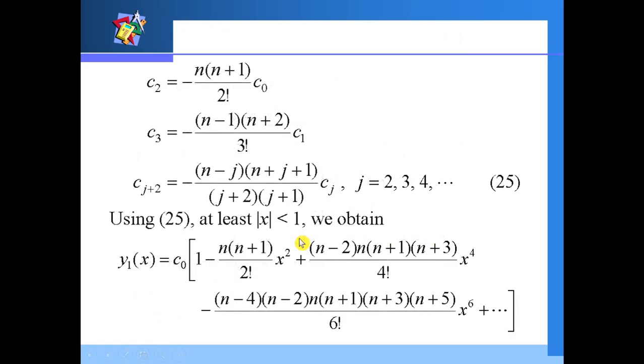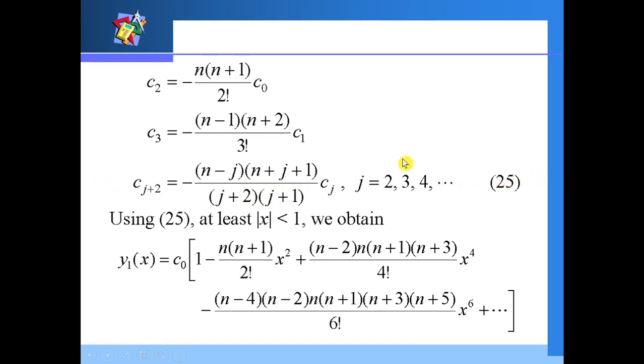Here are the following forms, very important. c2 = -n(n+1)/2! c0. c3 = -(n-1)(n+2)/3! c1. c_{j+2} = -(n-j)(n+j+1)/((j+2)(j+1)) c_j, j = 2, 3, 4 and so on.